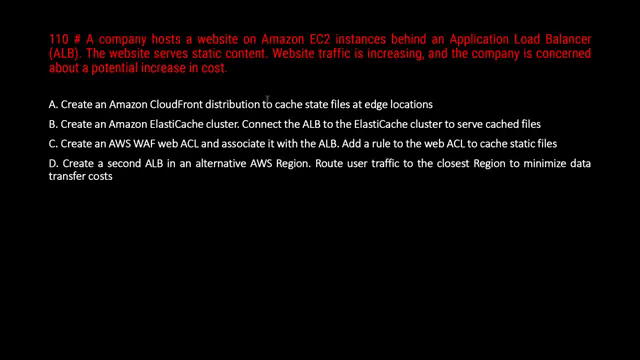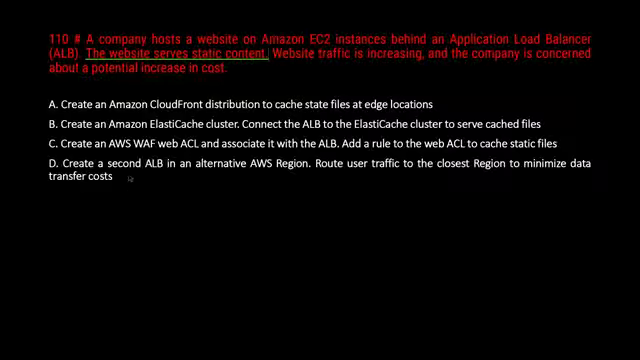So our last question in this video: a company hosts a website on Amazon EC2 instances behind an ALB. The website serves static content. Website traffic is increasing, and the company is concerned about a potential increase in cost. Okay, here we are talking about static content. So what are they asking us? They are concerned about a potential increase in cost. So what should we suggest when the website traffic is increasing?